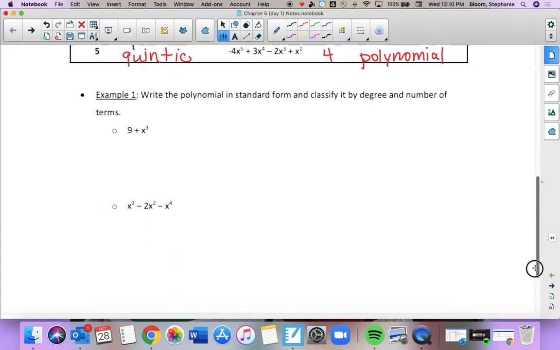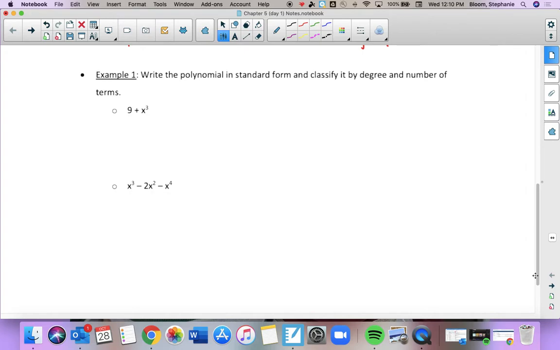Okay, so from here, we're going to do a couple examples that you'll do in your homework where we're going to put it in standard form, and then you're going to name it for me by degree and by term number. Okay, so let's start with this one. Let's put it in standard form. Can somebody tell me what this should look like in standard form? Jacob. Good. X cubed plus 9.